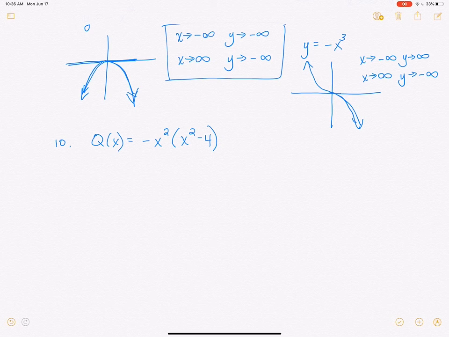Well, this isn't multiplied out, and you don't really have to go to the trouble of multiplying the whole thing out, because all you need to focus on is the degree of that polynomial and the sign of the leading coefficient. So if I distributed that, I would get negative x to the 4th, and so on. This is what I need to know: the degree is even, and my leading coefficient is negative.